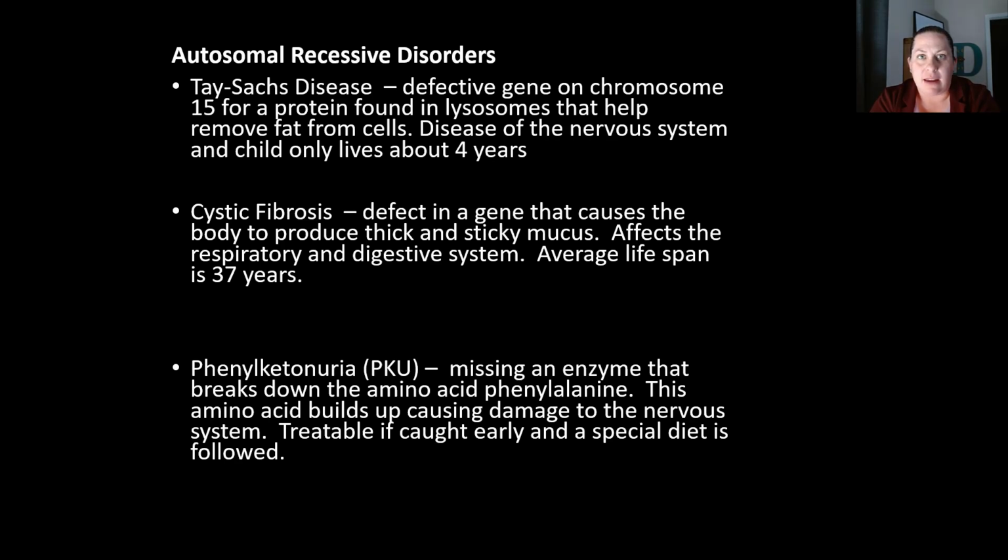But PKU, we can. If it's caught early, we can prevent any of that damage by giving them a special diet to follow. This means that the baby may have to be on a special formula. And when they get older, they have to avoid foods that have phenylalanine in it. As long as they do that, then they live a normal, healthy life. Now, guys, PKU is tested for in kids. When the child is born, they get a PKU test. They take some blood from their heel. And then a couple of weeks after their birth, normally 2, they have to have this test again.